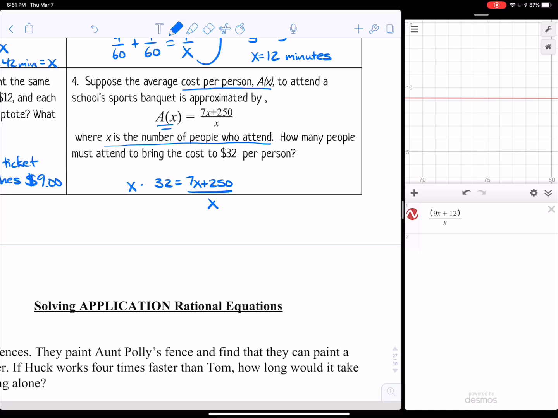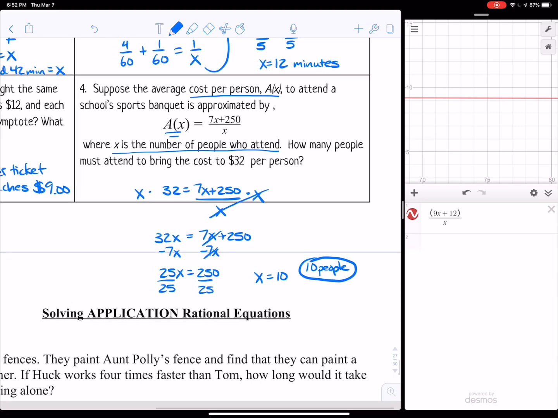So the first step I would do is multiply both sides by X to get it out from the denominator. So we bring down 7x plus 250 equals 32x. Then let's subtract 7x. So we get 25x equals 250. And then we can divide. I just got ahead of myself. So if we divide by 25, we end up with x equals 10. So 10 people would need to attend for the cost to be $32 per person.